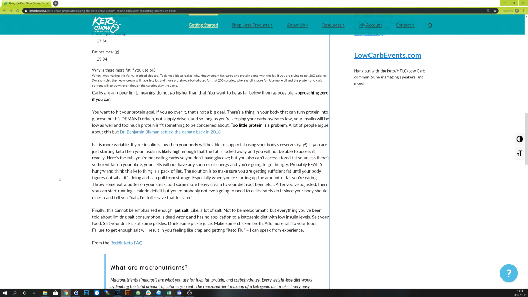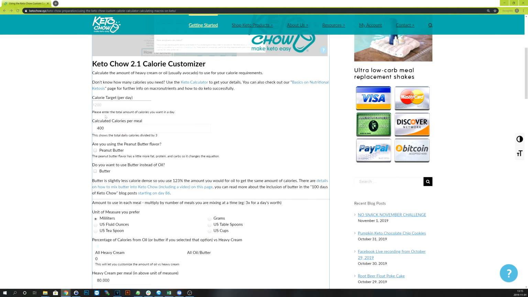Now, fat is more variable. When you are very first starting a ketogenic diet, generally speaking, you're going to have a lot of fat that's stored, but you won't be able to access that fat until your insulin gets a lot lower. And so when you're first starting, for instance, you may want to increase the amount of fat that you're eating, the fat on your plate, because you can't access the fat in storage. And so if you're starting, don't be afraid to maybe increase your calorie goal.